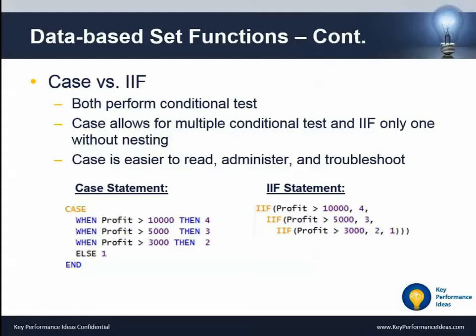And so we do have an example here, same example, one written as a Case, one written as an If. You can see the If is nested there and flows down, whereas a Case just says when the profit is greater than 10,000, then give me a 4. When it's greater than 5,000, give me a 3. When it's greater than 3,000, give me a 2, else give me a 1. So just a little bit easier to read and follow, again, in my humble opinion.